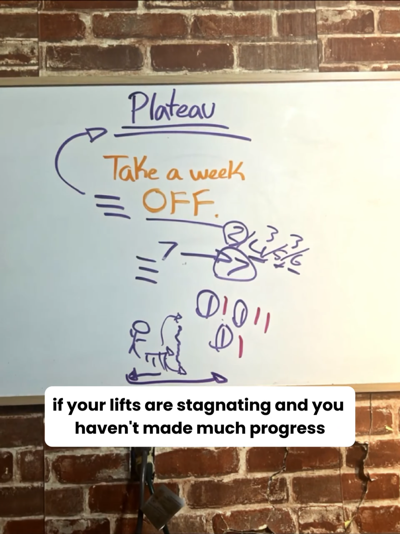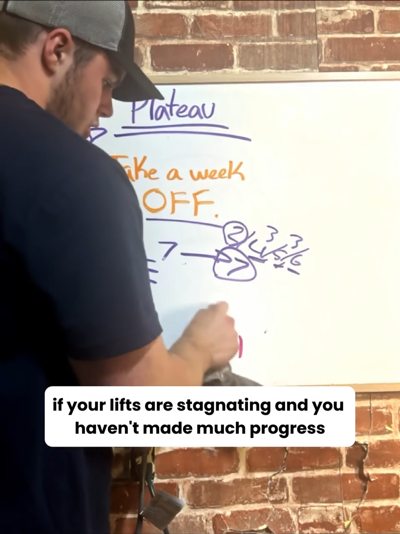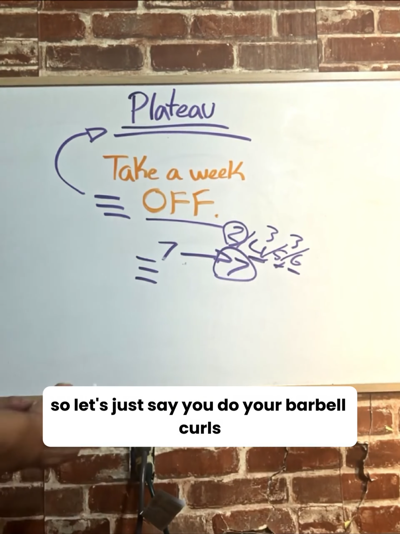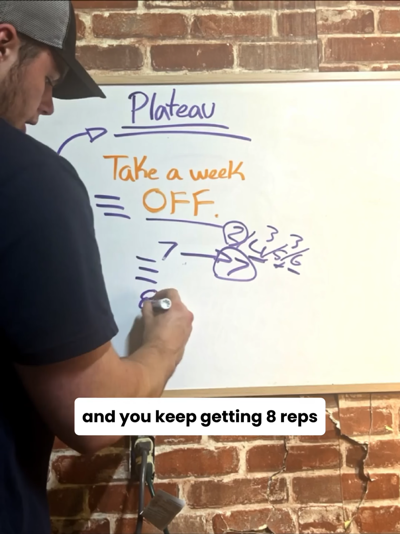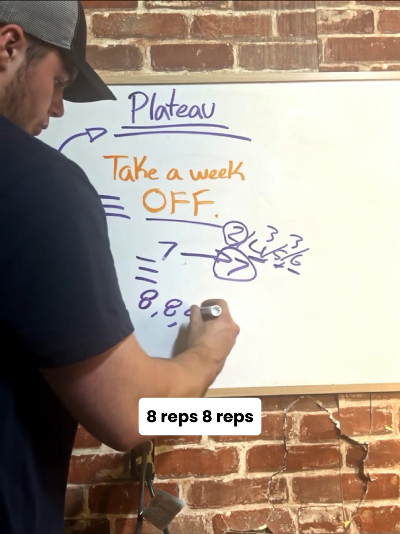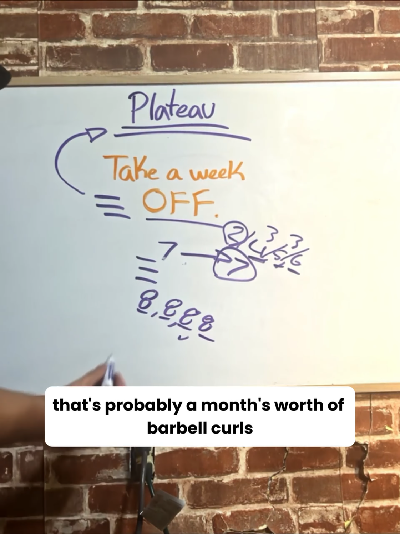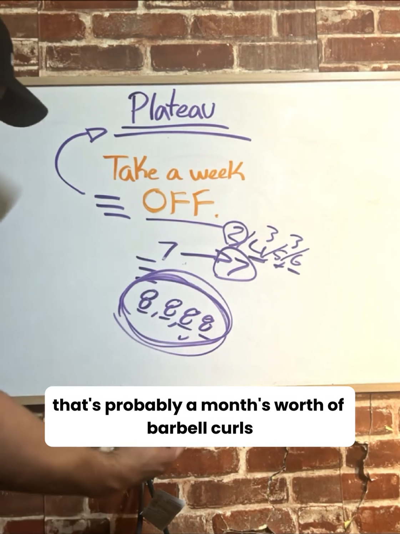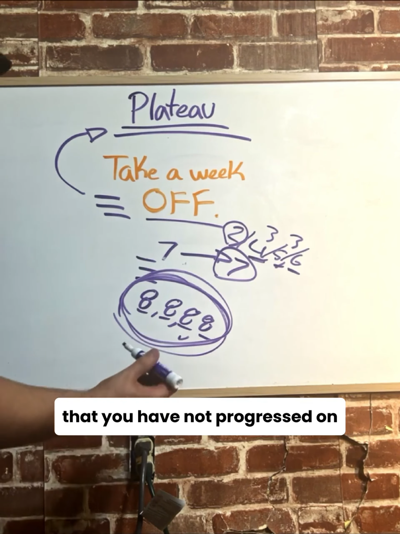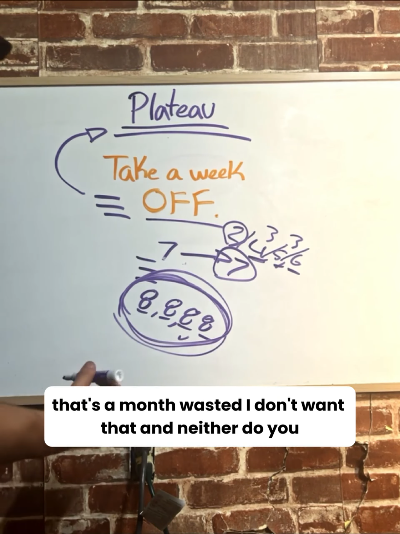I promise you that if your lifts are stagnating and you haven't made much progress, so let's just say you do your barbell curls and you keep getting 8 reps, 8 reps, 8 reps, 8 reps, and after 4 workouts in a row, you have not progressed at all. That's probably a month's worth of barbell curls that you have not progressed on. That's a month wasted. I don't want that, and neither do you.